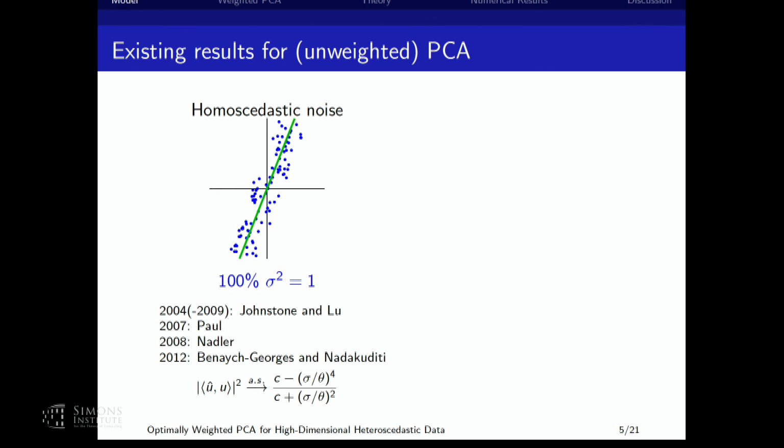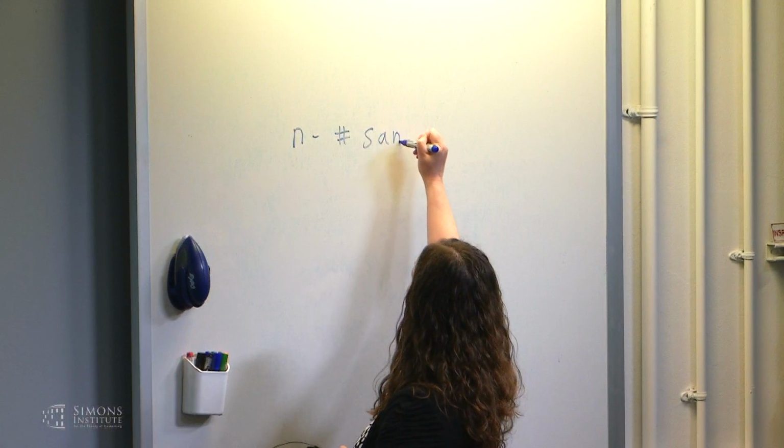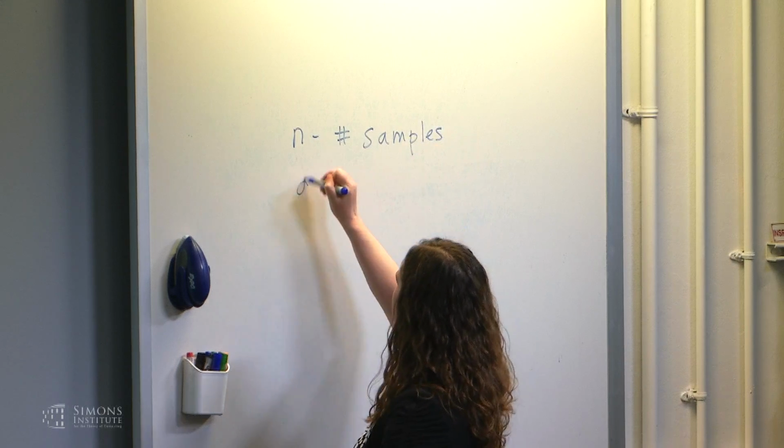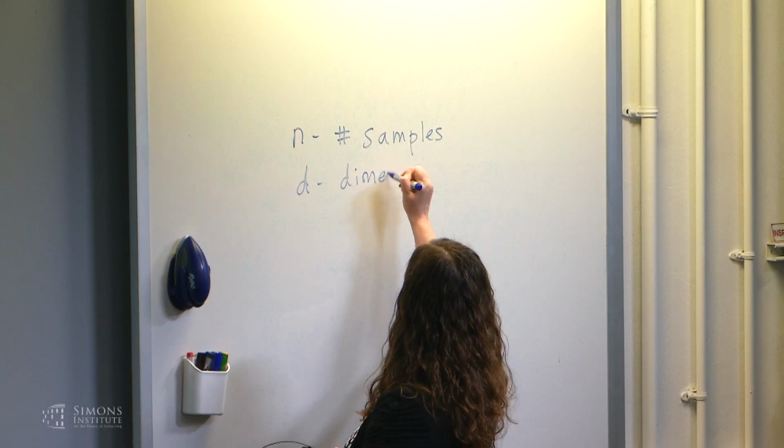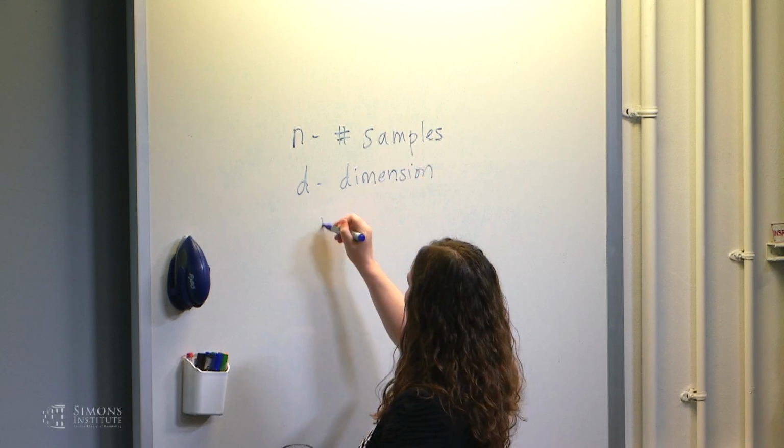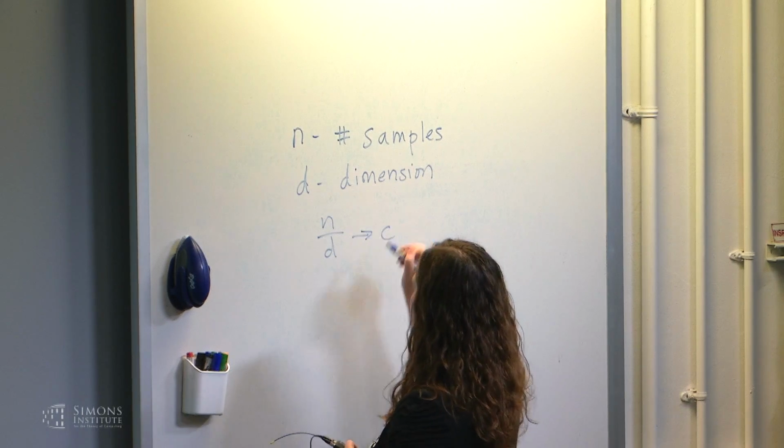So let me write that on the board. n is the number of samples, d is the dimension, and n over d goes to c.